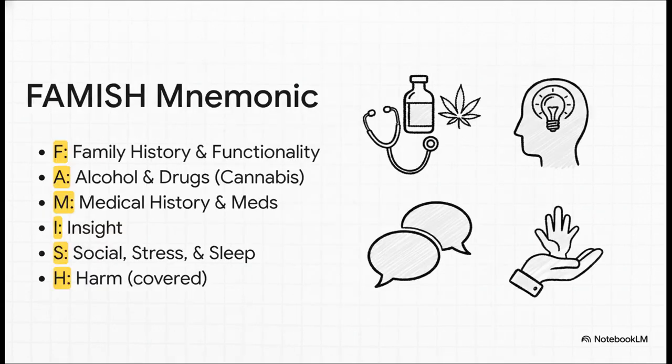To make sure you cover all your bases quickly, the FAMISH mnemonic is a lifesaver. It prompts you to ask about everything: family history, alcohol and drugs, especially cannabis, medical history, their insight into what's happening, and social factors like stress and sleep.